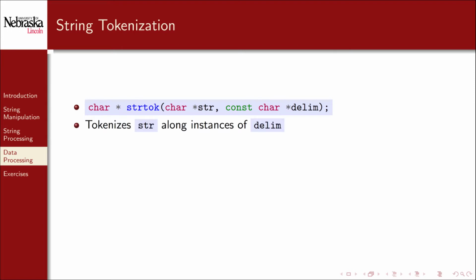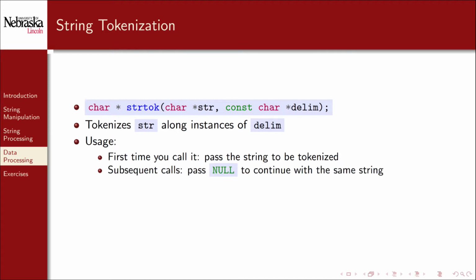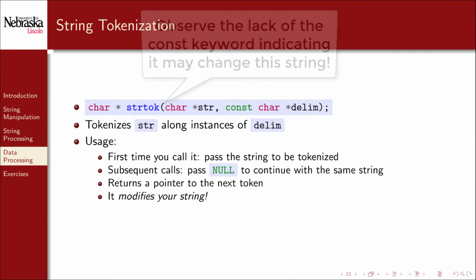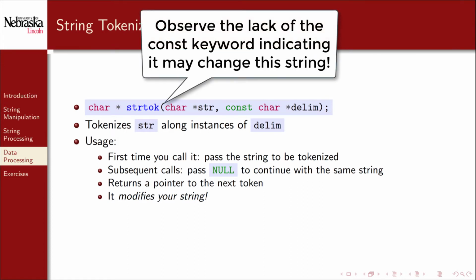It takes two arguments, a string to tokenize and a list of delimiters. Its usage is a bit different from what you're used to. The first time that you call it, you pass it the string that you want to tokenize. However, each subsequent call, you need to pass it null as the first argument to tell it to continue tokenizing the original string. Finally, it returns a pointer to the next token, which is automatically null terminated. So take note, it will actually modify your string as it tokenizes, replacing each delimiter with the null terminator.